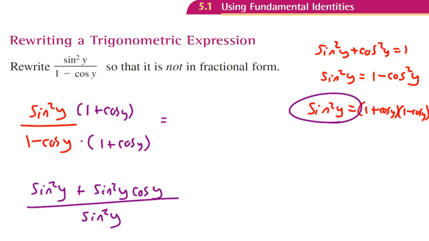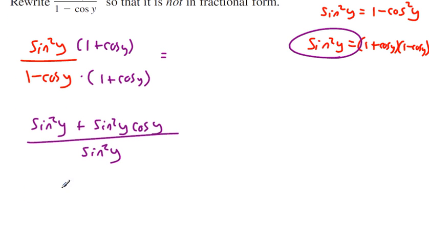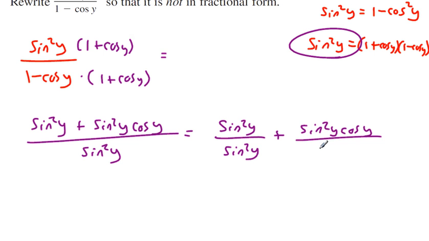All right. Well, hopefully you see here that each monomial here has a common factor of sine squared of y. So that means I can write this as sine squared of y all over sine squared of y, plus sine squared of y times cosine of y all over sine squared of y.